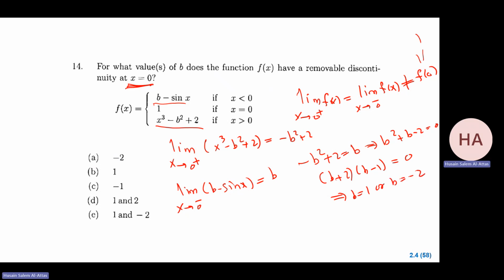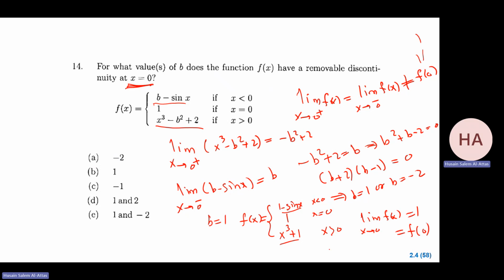Okay. Now, if b equal 1, what is the function? It is 1 minus sine x, x less than 0; 1 if x equals 0; x cubed minus 1 plus 2 plus 1, x greater than 0. Now, the limit as x goes to 0 for this function is what? It's 1, right or left, that is 1, and it's equal to f at 0. So it means f is continuous at x equals 0. I'm not looking for this.